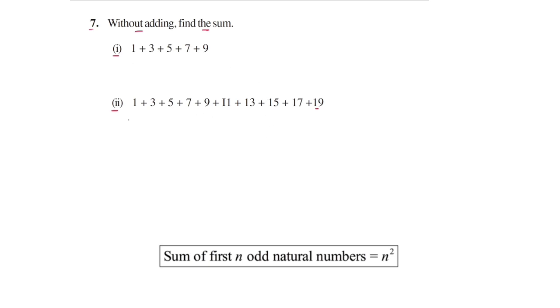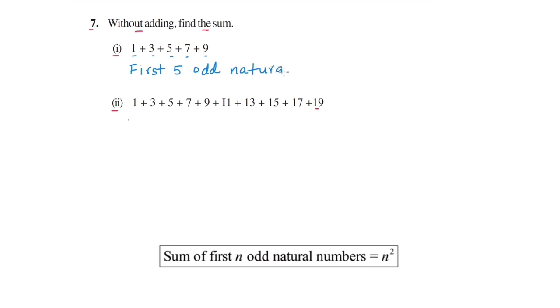Clear? So suppose in the first question we have to find the sum from 1 to 9 of the odd natural numbers in between. From 1 to 9, we have 1 plus 3 plus 5 plus 7 plus 9. If we count all the odd natural numbers between 1 and 9, how many do we get? Let's count: 1, 2, 3, 4 and 5. So here we are given the first 5 odd natural numbers. Correct? So n will be equal to 5.